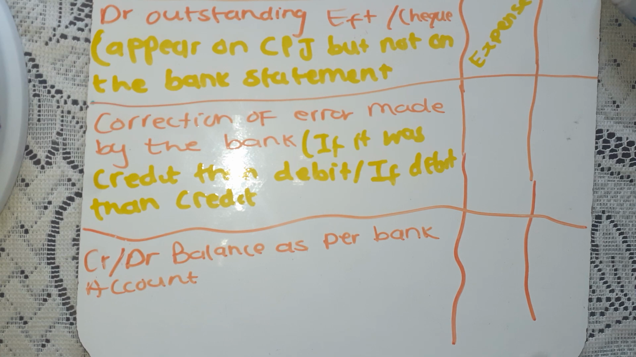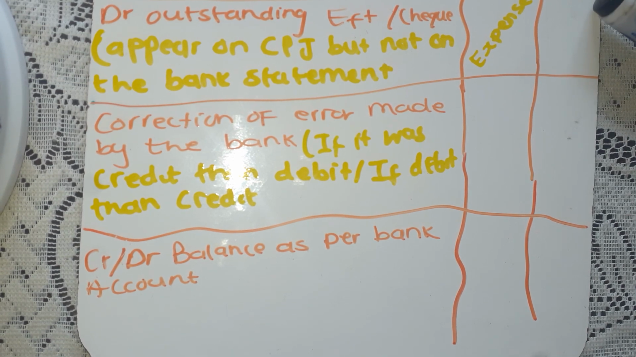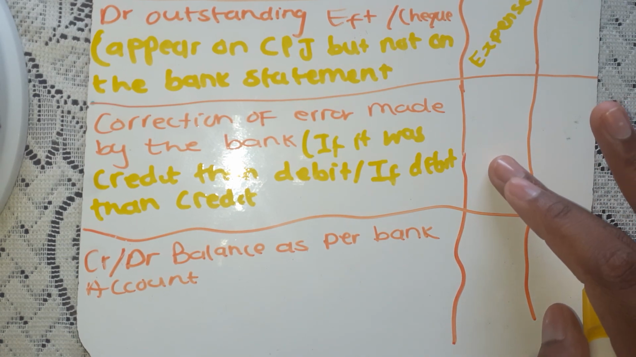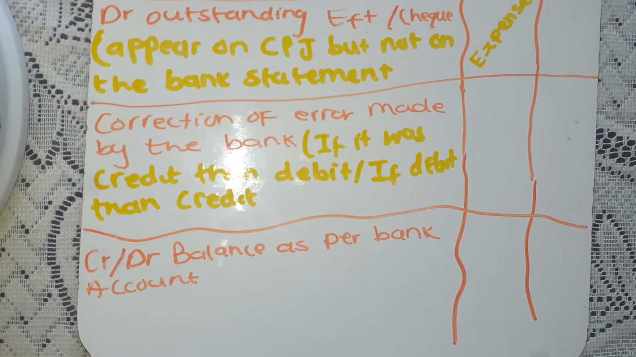So, correction of errors made by the bank. Let's say the bank was supposed to debit an amount, but the bank has credited it by mistake. We do not correct that in the CRJ or CPJ, or bank. We correct that on the bank reconciliation statement. So whatever was credited wrongly, we will just come and debit it. Maybe an expense in the bank statement appeared as an income. What do we do?